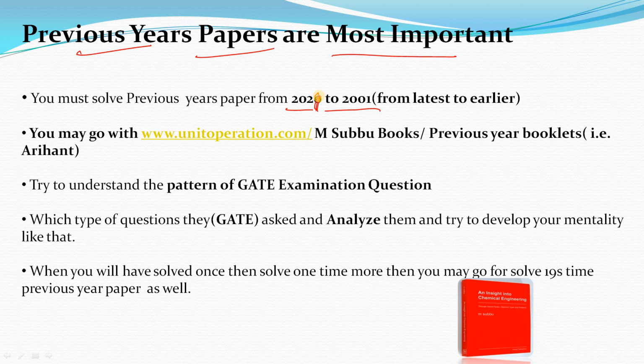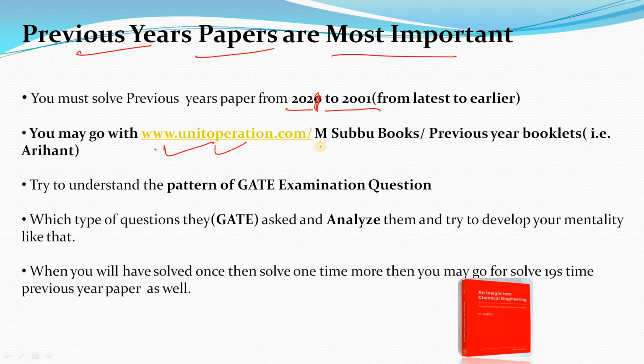The first thing is where you can get the papers. The first link, which I'll give you in the description box, is unitoperation.com. From there you can download or see your previous year papers. You can get the previous year papers, and they have also solved papers and study materials as well. I think there's a subscription, so you can just subscribe. That's a good website which I personally use.